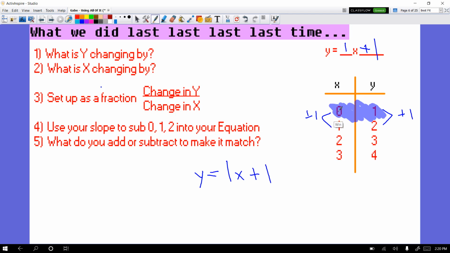Now, I'm going to be leaving 0 out because I want you to be able to substitute it in to find out what you're going to add and subtract whenever you substitute an x value in for 0. 1 times 0 is 0. Okay, well, how do I get to 1? I need to add 1. And the same thing, 1 times 1 is 1. How do I get to 2? Plus 1. Okay?